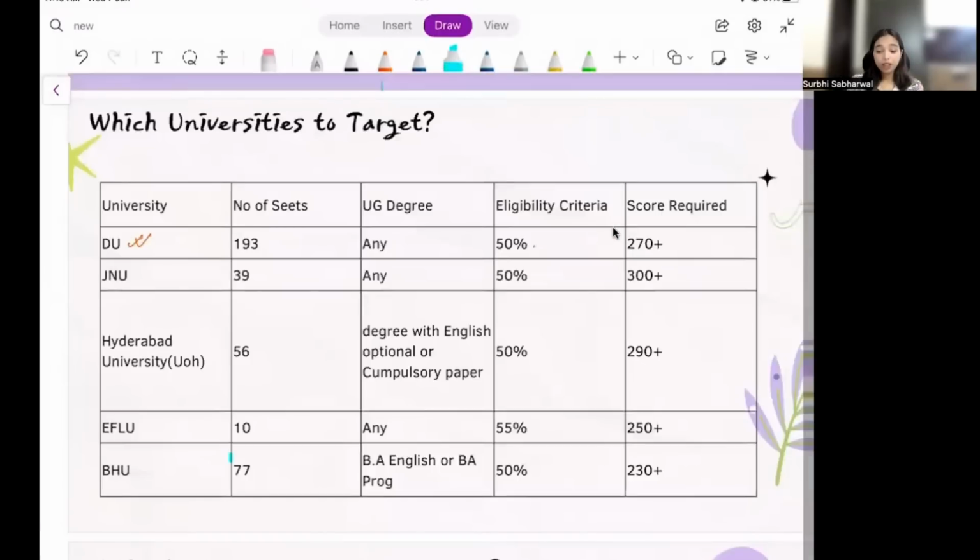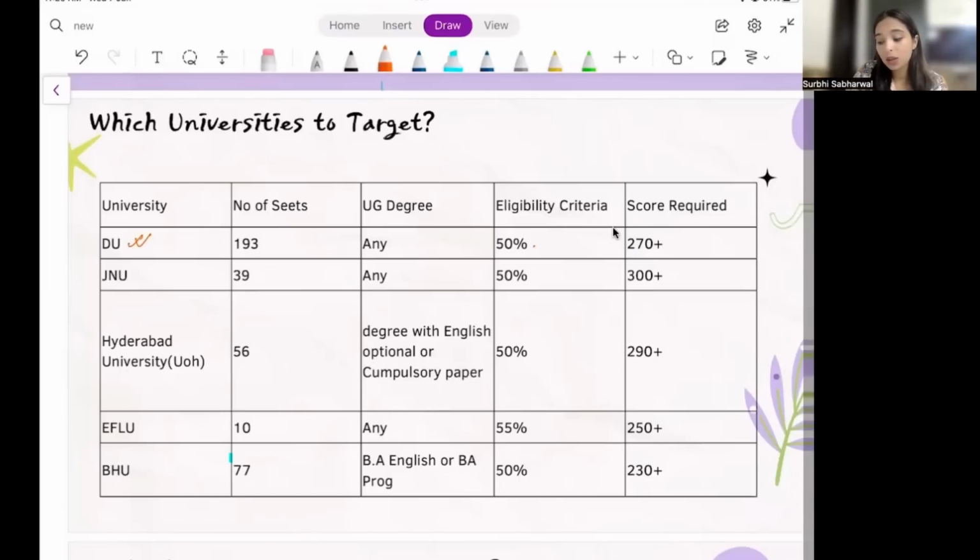The next question that we have here is which universities should you target? So there are a set of universities that come under the CUET paper, and then there are a set of universities that have their individual exams. So under this MA entrance preparation, we would be covering the complete set of colleges, the complete set of universities wherein the MA English course is present.